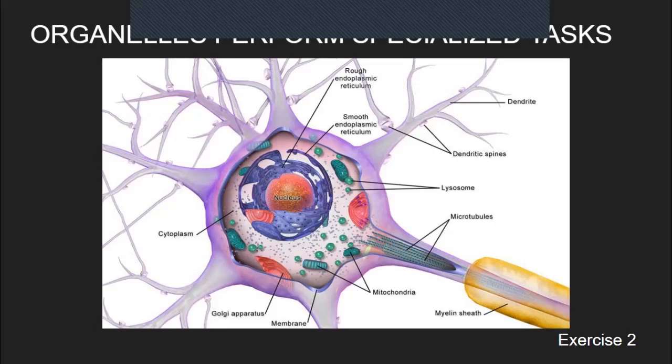Then we also have identified here the membrane, which is the outer portion of this cell. And as I mentioned, those membranes are made of lipids and proteins, and it's what we call a semi-permeable membrane because it allows some things to pass through it and other things to not pass through it.